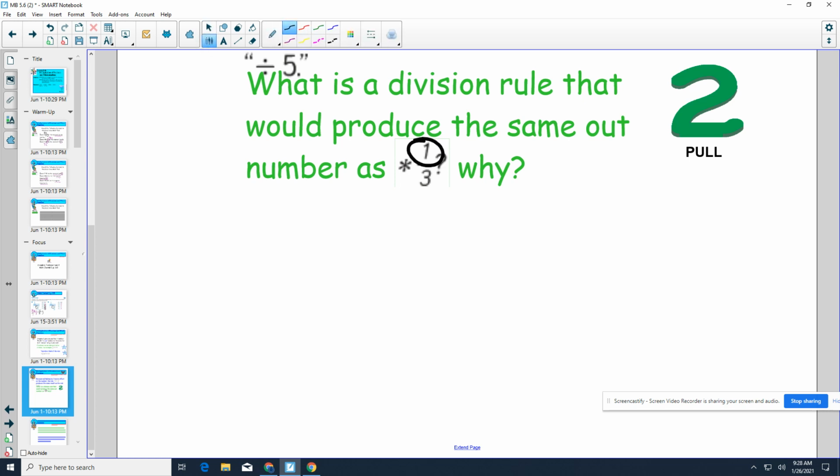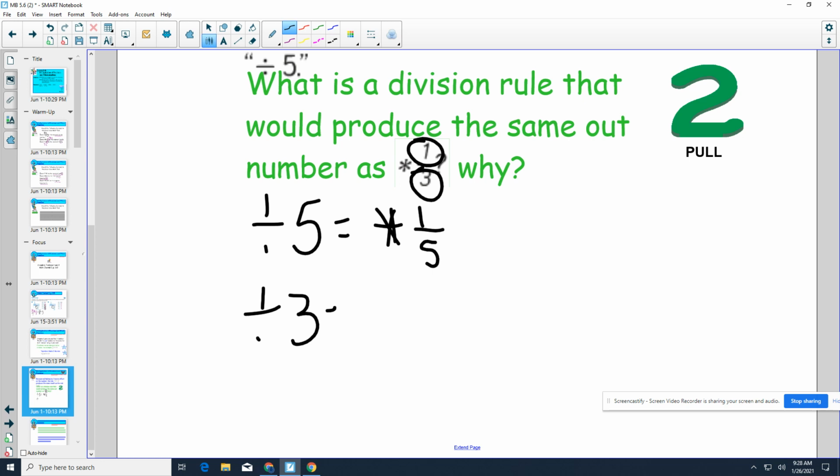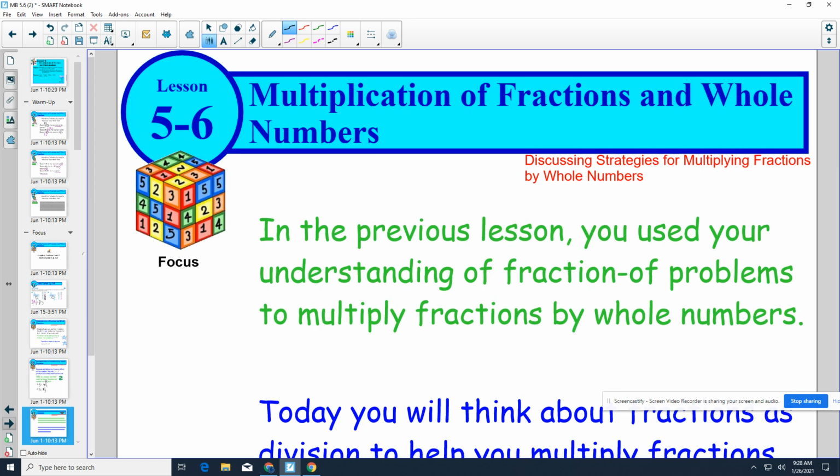okay, well, I see there's a 1 up here, and that's the same as the 1/5, and there's a 3. So I know if I could divide by 5 is the same thing as multiply by 1/5, I could conclude that I could divide by 3 to represent multiplying by 1/3. Because they're unit fractions, the top number, the numerator, is a 1, so we can do that.